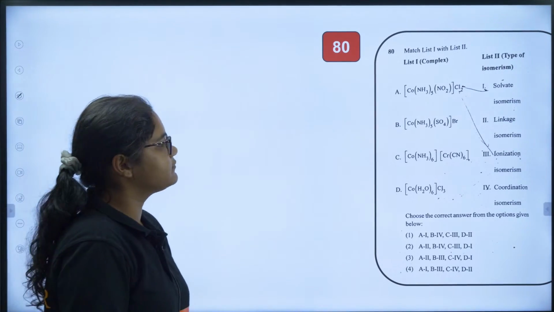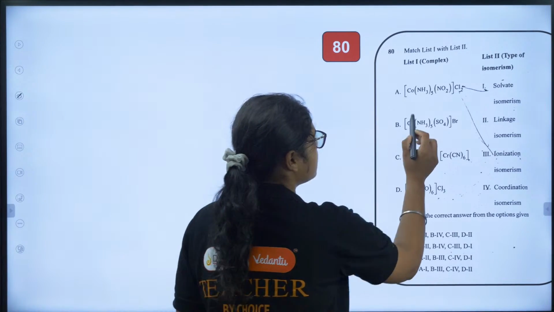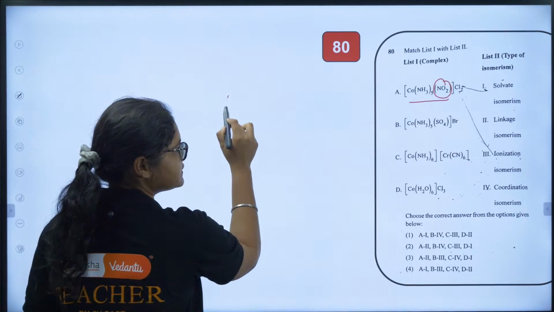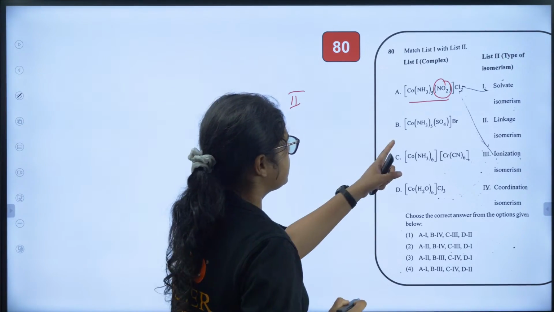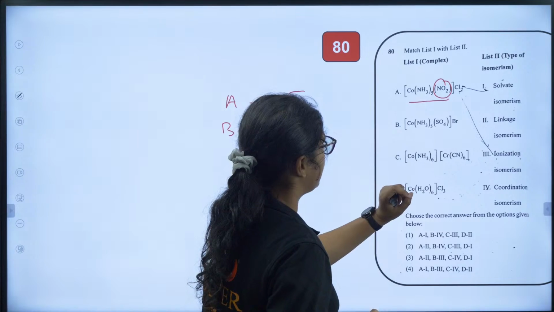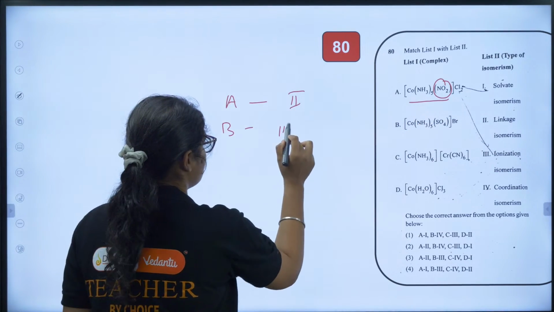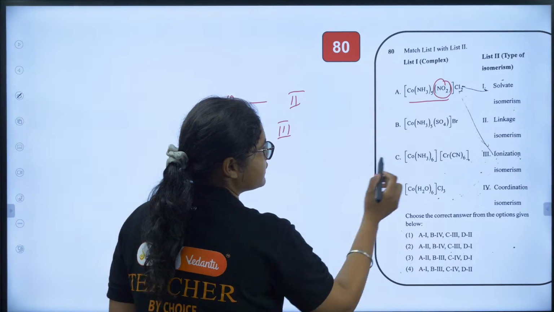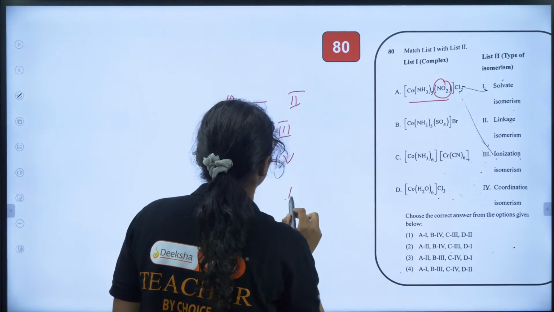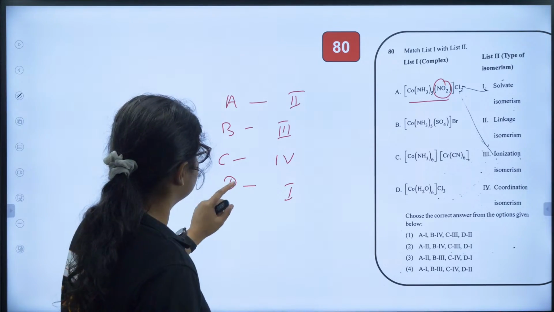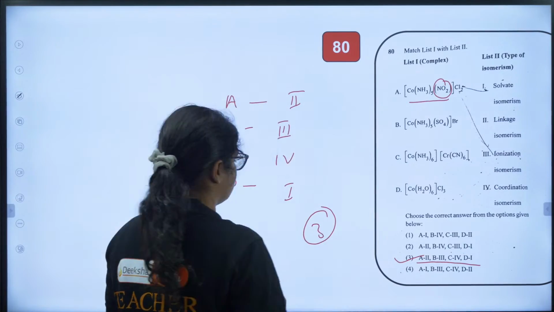Now next we have about the isomerism present here. So if you see here there is NO2, so linkage isomerism can be present. So for A it will be 2. For B, if you see, we can have this ionization isomerism, right? And then if you see C, that is coordination isomerism, and then if you have D, it will be solvent isomerism, right? So A2, B3, C4, D1, so the correct answer for this question will be option number 3.